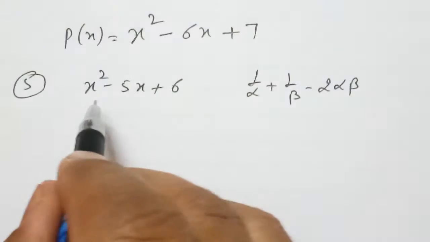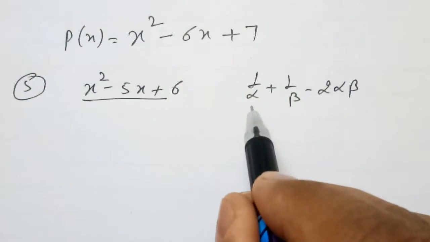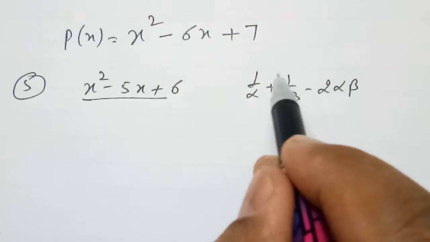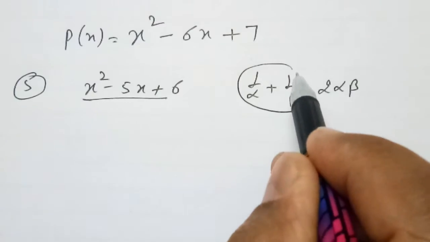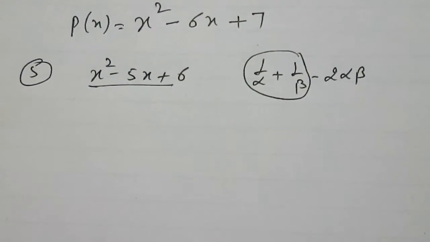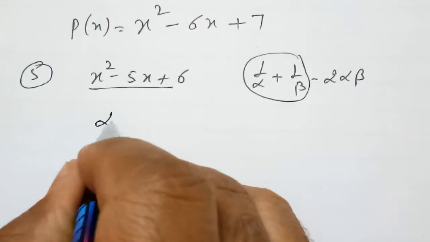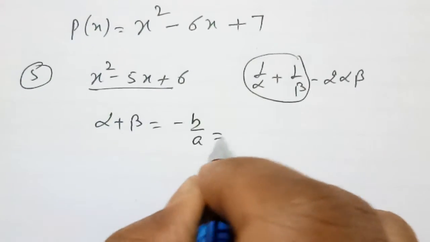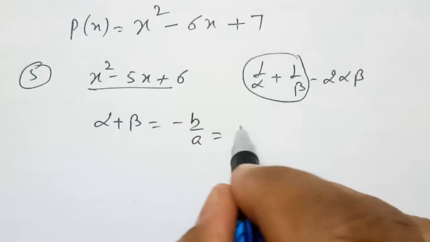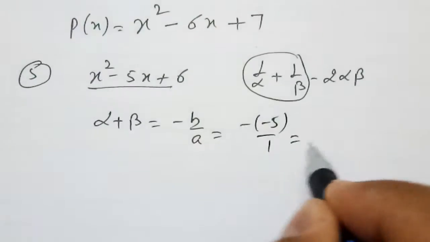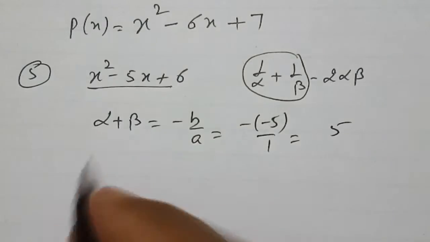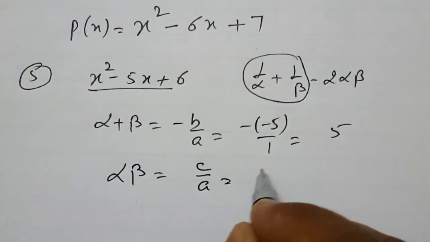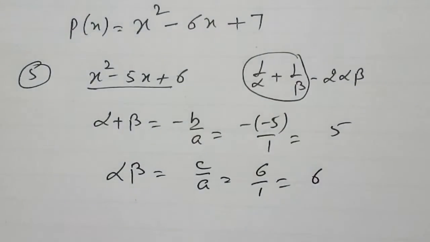Question number 5 is that we have a polynomial and we have to find the value of 1 upon alpha plus 1 upon beta minus 2 alpha beta. Now this we have calculated already in the first part. So again we will do it by the same method. First of all, we find the sum of zeros, means alpha plus beta, which equals minus b upon a, and from here it is minus 5 upon 1, which equals 5. And alpha beta, product of zeros, equals c upon a. So c is 6 upon 1, which equals 6.